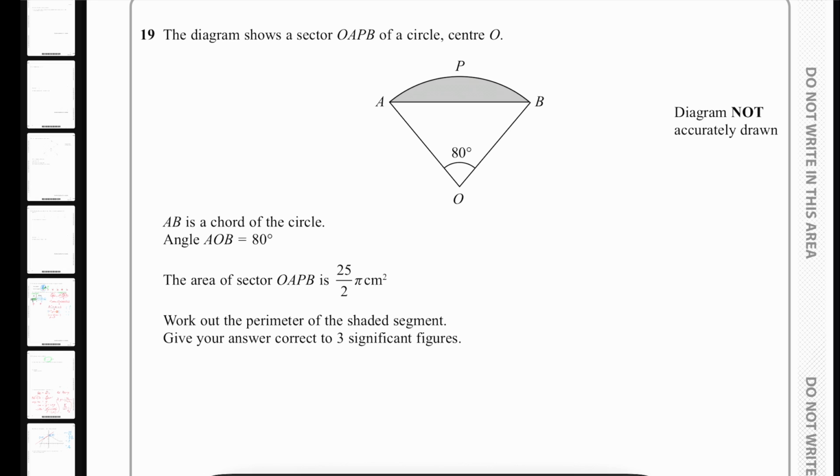Right, so work out the perimeter of the shaded segment, give your answer. We aren't given very much. We're given 80, and we're given this information here. So we're going to work with what we have. We know a couple of things. We know that this is a piece of a full circle.